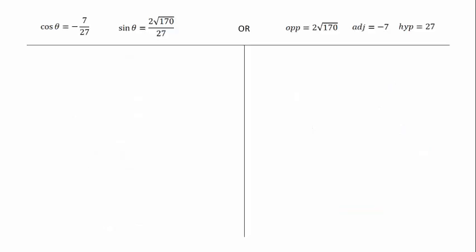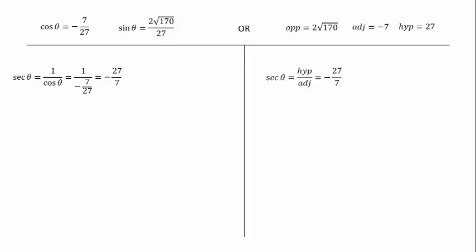Now that we have cosine and sine, we can figure out the rest of the trig functions, 4 of them: tangent, cotangent, secant, cosecant. Again, there are 2 different methods we can use. First, starting with secant theta, secant theta is defined to be 1 over cosine of theta. So take the value that we have, 1 divided by negative 7 over 27, multiply by its reciprocal to get negative 27 over 7.